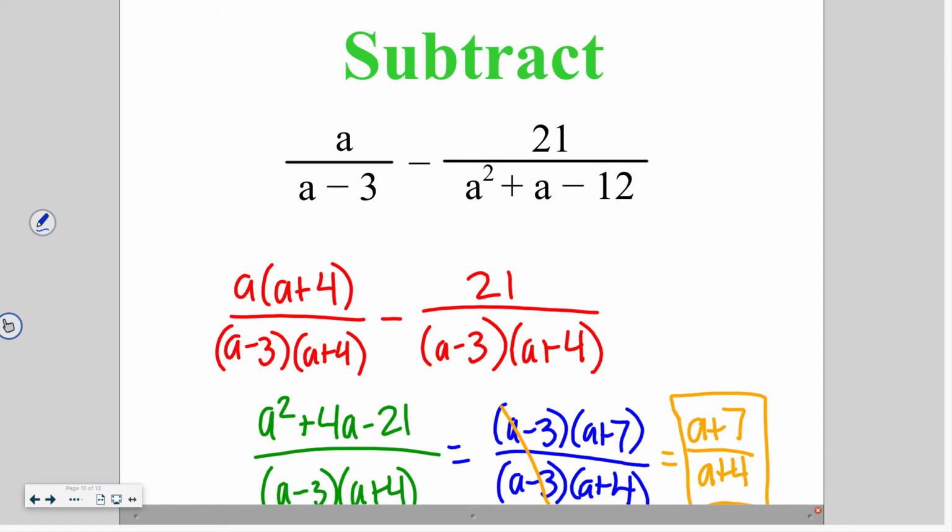The factor that you were missing from the first one is a plus 4, which means the top part turns into a distributive property. And I get a squared plus 4a minus 21. Now that we have our matching factors, I can factor negative 21 to get 4 into 7 and negative 3. Those two negative 3's cancel out then, and I've got a plus 7 over a plus 4.